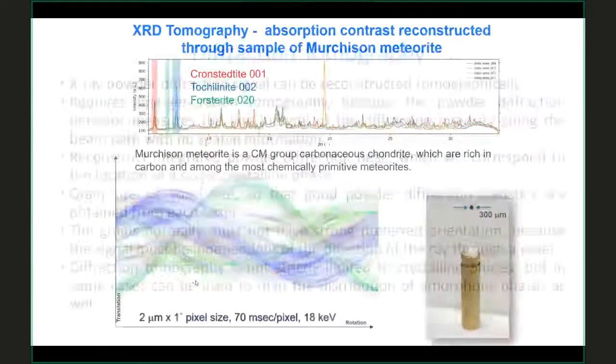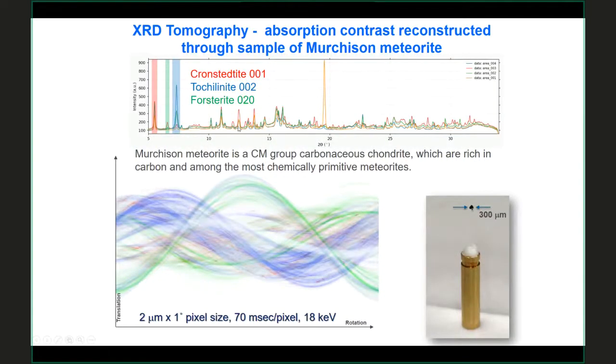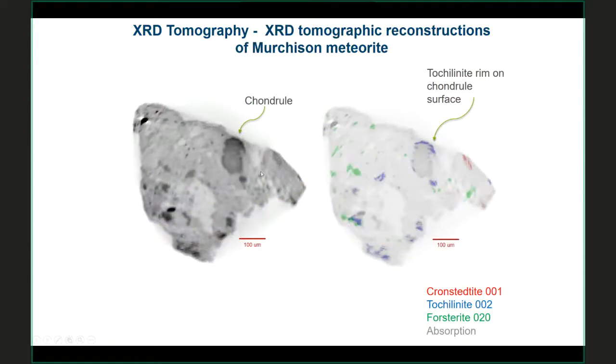And so this is the diffraction pattern of a meteorite, the Murchison meteorite. And there are three phases here, the cronstedtite, tachylite, and forsterite. And so they've selected the strongest diffraction peak for each of those phases from the diffraction pattern, and then made a sinogram of that. And I'll explain what that is. Basically, this is the position as a function of angle, and that's what can be reconstructed. And so this is a reconstruction of the absorption, which was just measured with a transmission intensity detector. And then this is a reconstruction of where those different phases were, not based on their absorption, but based on their diffraction peak.